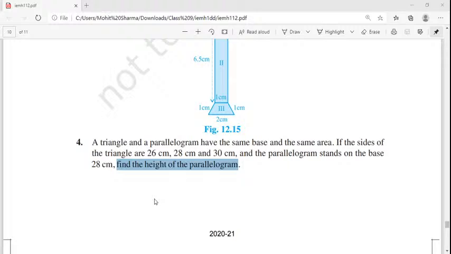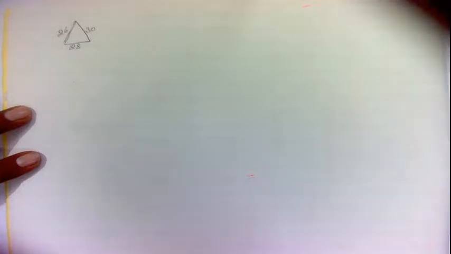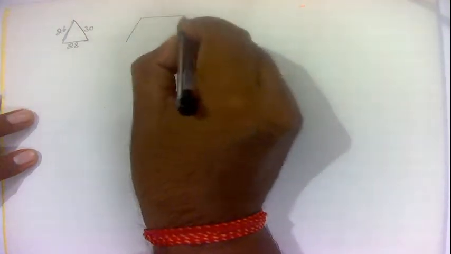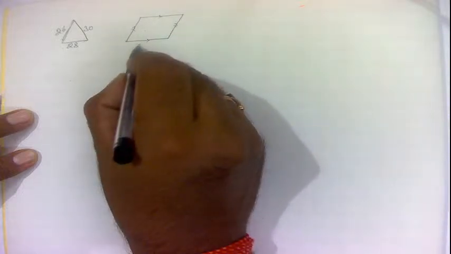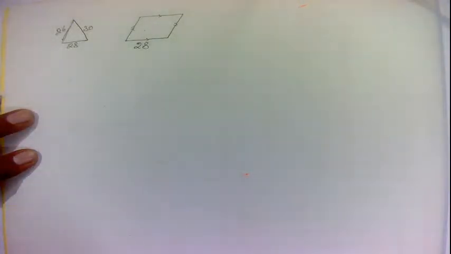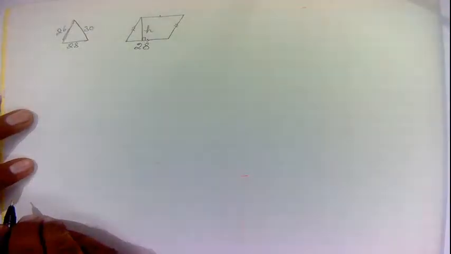So according to this, we have a triangle and a parallelogram. We are given a triangle where the sides are 26, 28 and 30. Say this is 26, this is 28 and this is 30. Also we have a parallelogram, and you know what a parallelogram is, where the opposite sides are parallel and equal. Here you are given the base as 28 centimeter, and we need to find the height of the parallelogram.